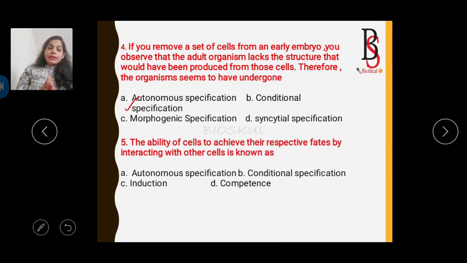Question number 5. The ability of cells to achieve their respective fates by interacting with other cells is known as what? If a cell interacts with other cells to achieve its fate, then that is known as conditional specification. Option B is the correct answer.